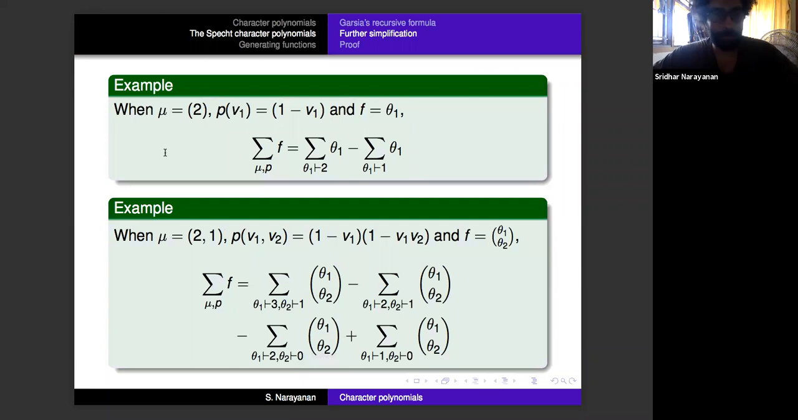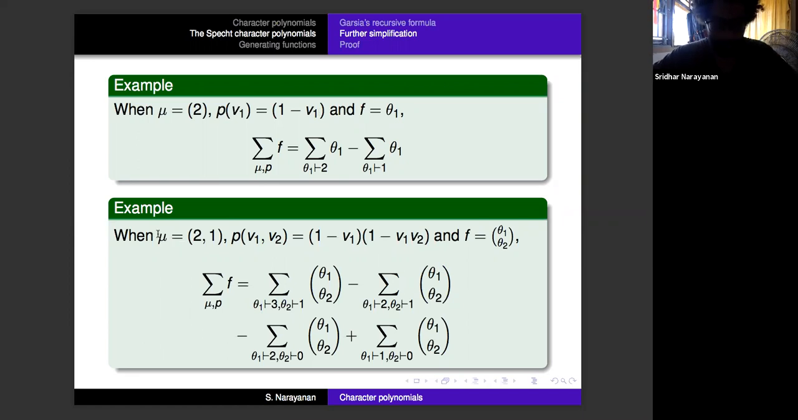So let's do some examples. Say we have the single row partition of 2, and our polynomial is 1 minus v1. We want to sum the function theta 1, which has just one argument. The number of arguments has to equal the length of the partition, but you can add zeros to increase the length, so it's not a real constraint. You sum this function f over mu and p by replacing each monomial. Corresponding to 1, that is v1 raised to 0, the size of theta 1 will be the cumulant of mu, which is 2, minus the exponent of v1, which is 0. So it'll be 2. Corresponding to the monomial v1, which occurs with its appropriate sign, it will be the cumulant of mu, 2, minus the exponent of v1, which is 1. So the size of theta 1 will be 1.